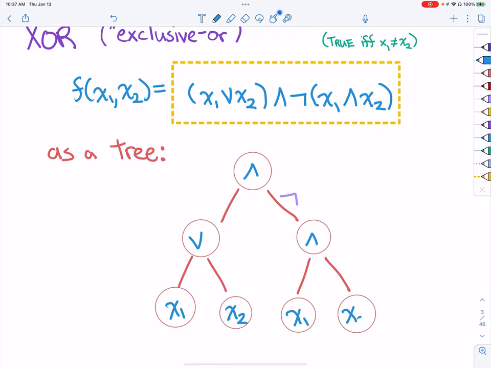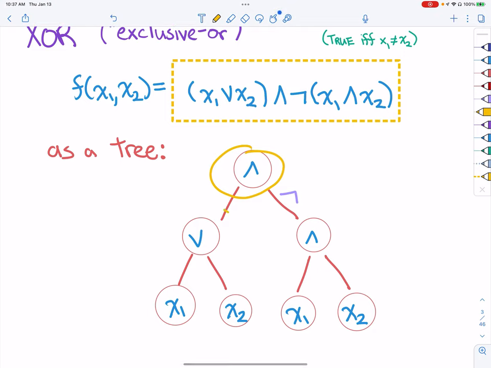X1 and X2. Just to parse this formula, since it's our first example, this AND says that I need both subtrees to evaluate to true to output one. So let's break down each of the subtrees. The first subtree is saying at least one of the bits has to be set to true. Either X1 or X2 has to be true, or there's no way we should be able to output true.